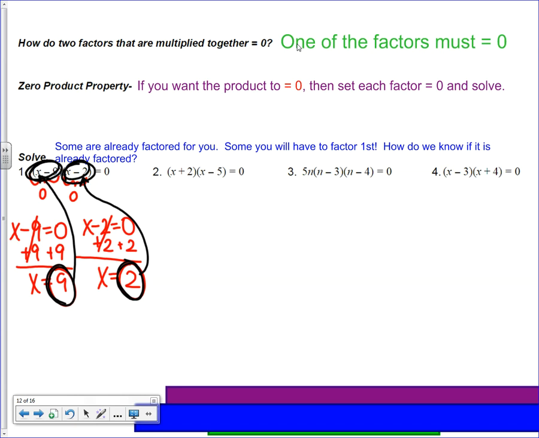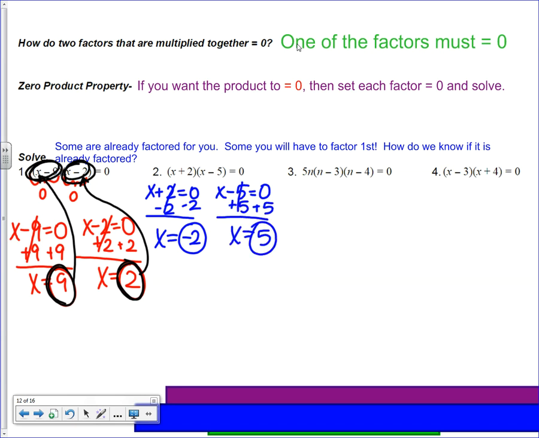So what are you going to do in number 2? Well, first you're going to set them equal to 0, obviously. And then subtract the 2. So what's x? What's x? Negative 2. How about over here? Add the 5 and you get 5. That is literally the answer.